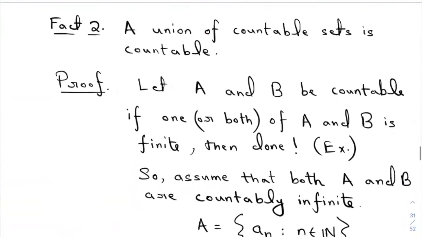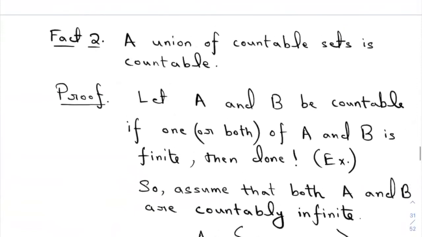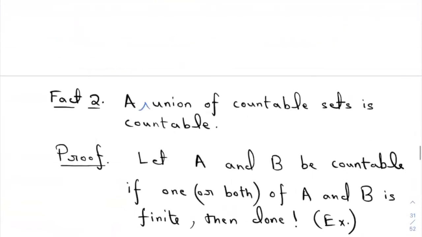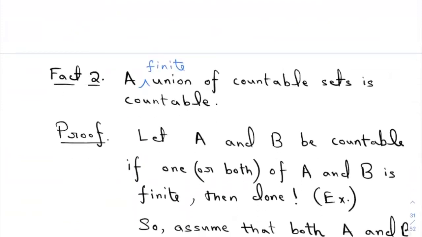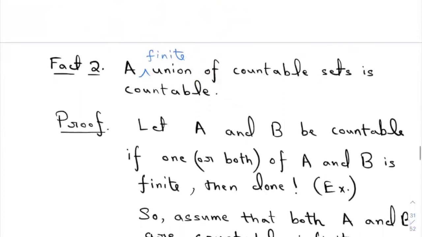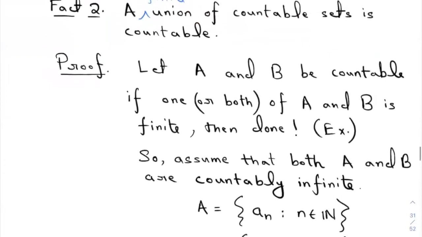The next fact is that a finite union of countable sets is countable. Actually, a stronger version of this fact holds, namely that a countable union of countable sets is countable, but I'm going to prove something weaker here: a finite union of countable sets is countable. Let me start by proving it for two sets, and then by induction it will follow for n sets.